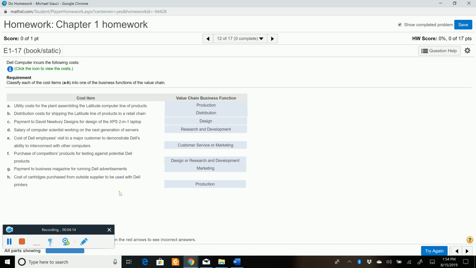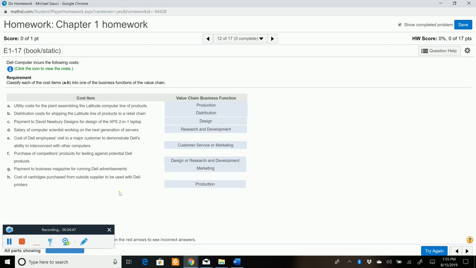Letter G, payment to a business magazine for running Dell advertisements. Well, that's pretty self-explanatory. That's marketing. And then lastly, letter H, the cost of the cartridges purchased from an outside supplier to be used with Dell printers. Well, this is our cost as we are building our printers. This is part of production, which of course happens after the R&D and the design. Hopefully pretty self-explanatory to you.